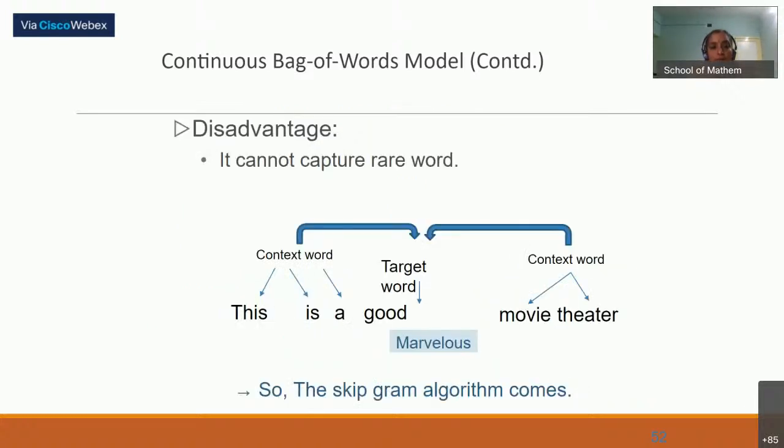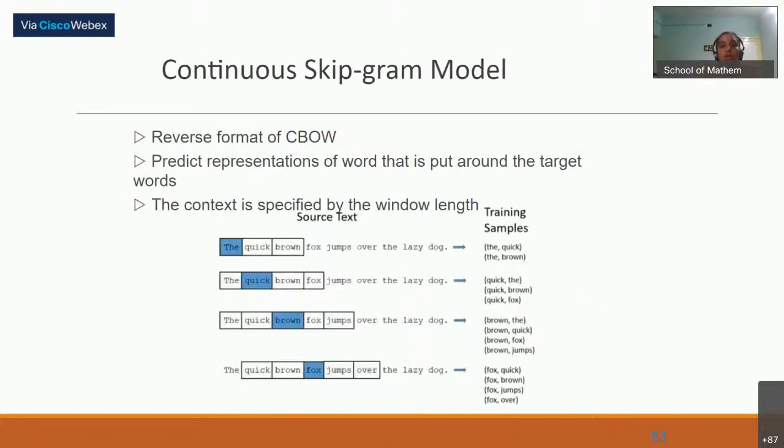Okay. So the disadvantage of this continuous bag of words model is it cannot capture rare words. If the particular target word is not there in your data set, then it is very hard to predict through your model or through your representation. So we are moving to the skipgram algorithm, which is the reverse of your CBOW model, where given the target word, your model is able to predict the context words, right?